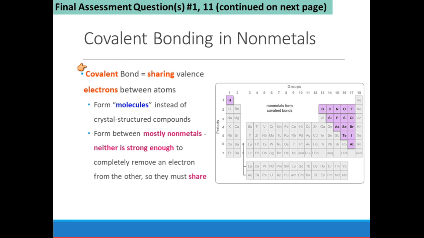One type of bond is called the covalent bond, where we share valence electrons between atoms. This happens between nonmetals, right? You can see the nonmetals highlighted on the periodic table, like hydrogen, boron, carbon, nitrogen, oxygen, fluorine, silicon, phosphorus, sulfur, chlorine, and so on and so forth. The reason these molecules are formed is that nonmetals are not strong enough to completely remove an electron from each other. So they have to share those electrons, which is why it's called covalent bonding.